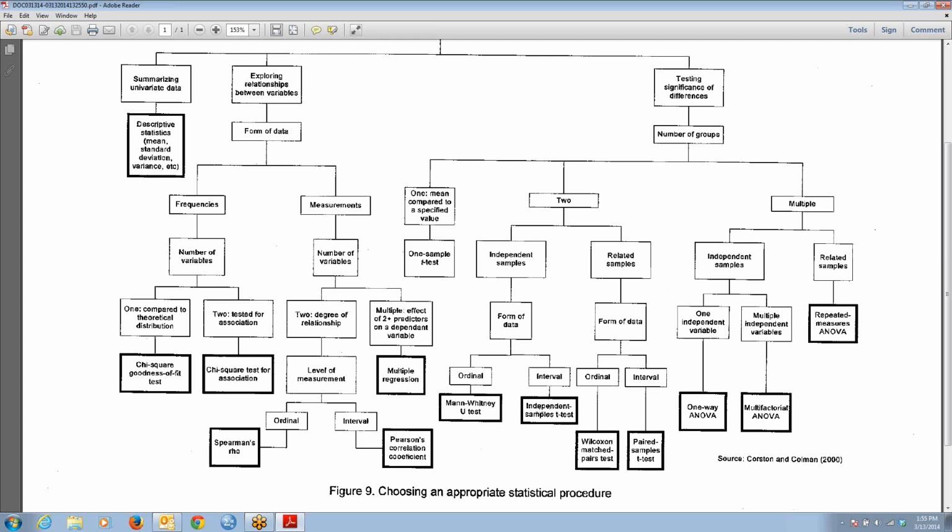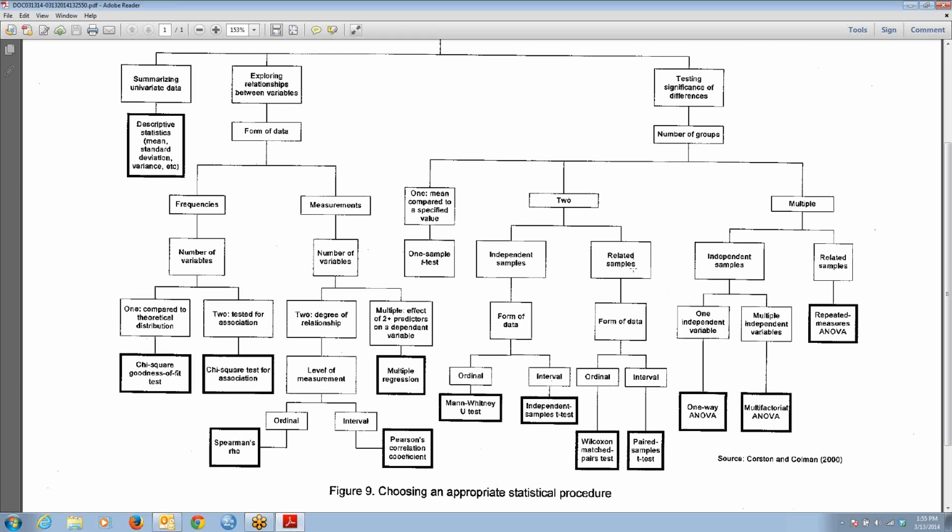And let's say that the form of data is interval. Let's say that the data is income. So psychologists versus MFTs on income. And then you would do what we call an independent samples t-test.